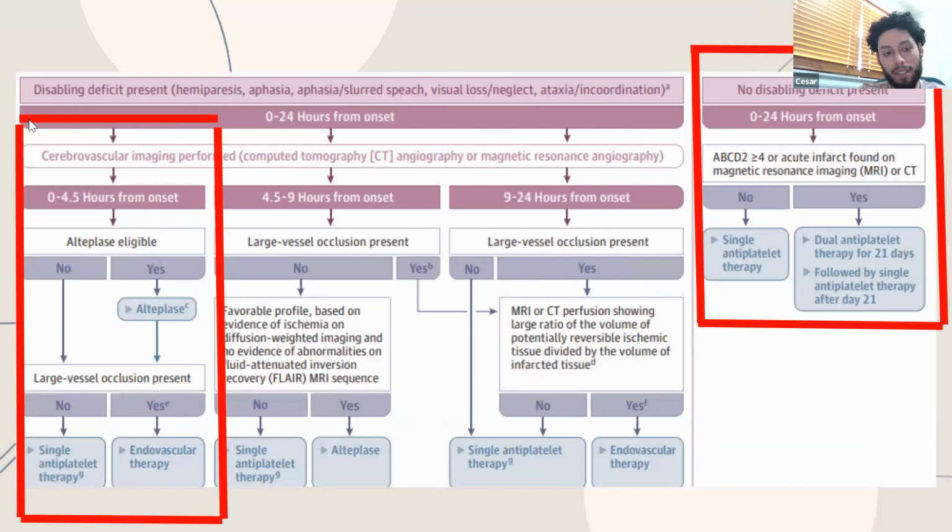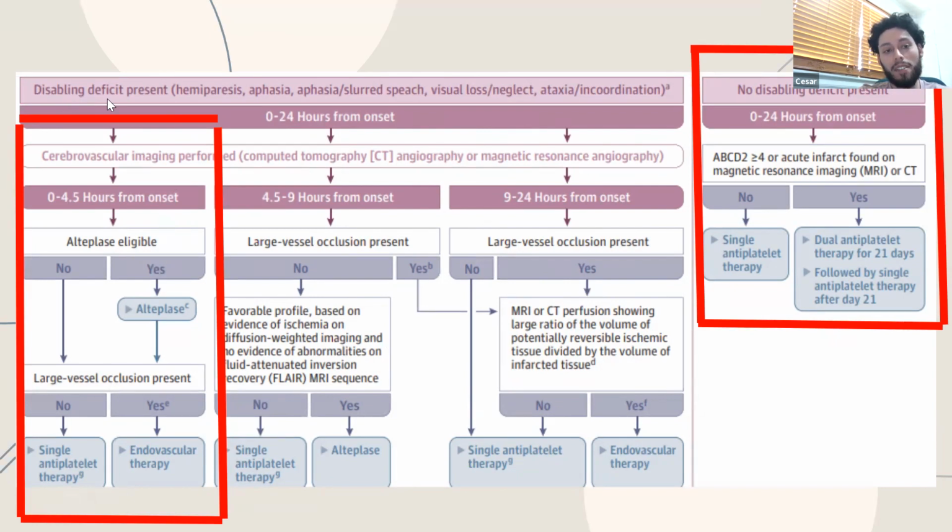Okay, so the box here outlined in red, those are the ones I'm going to focus more on. This area right here is a little bit more of a gray area. It's not black or white, so this is more just for FYI. But this is just the basic steps of what's done when a patient is experiencing a stroke.